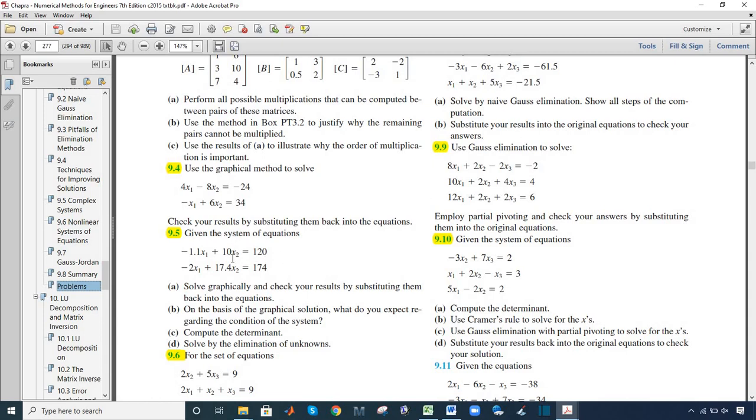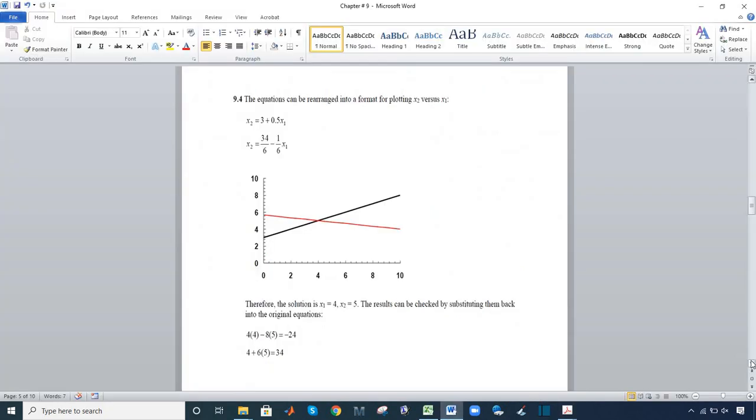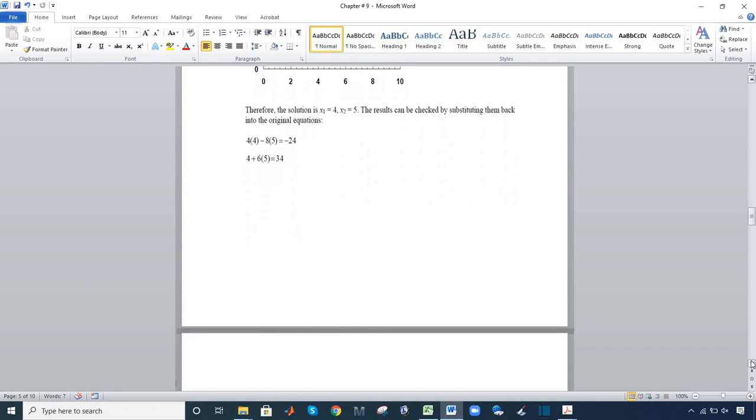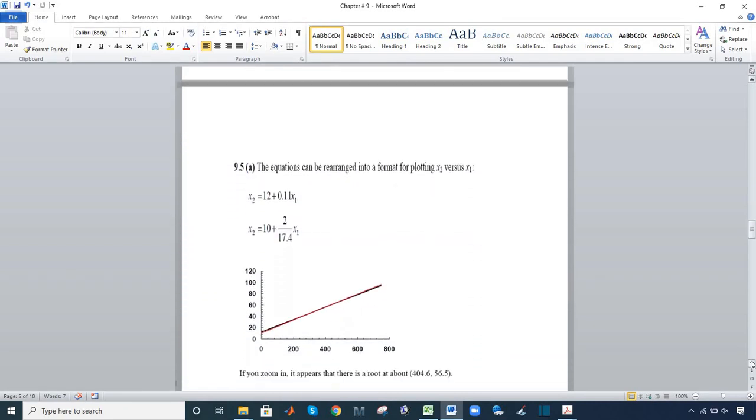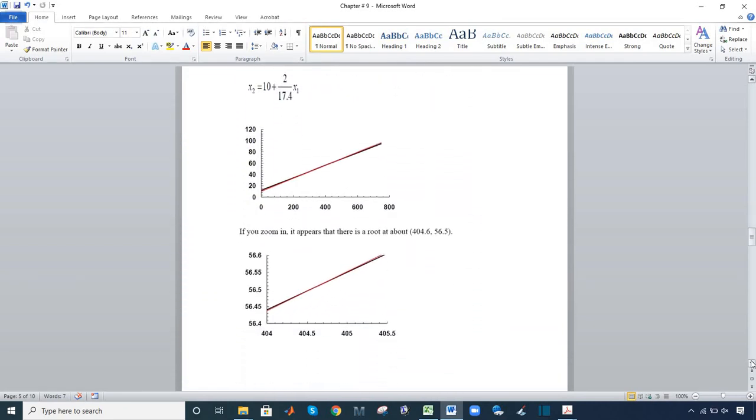Given the system of equations, solve graphically and check your result by substituting them back into the equation. Same procedure for these two equations. When I draw these two equations in Excel, I obtained somewhat like this.